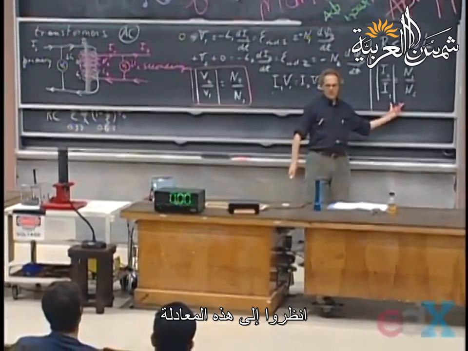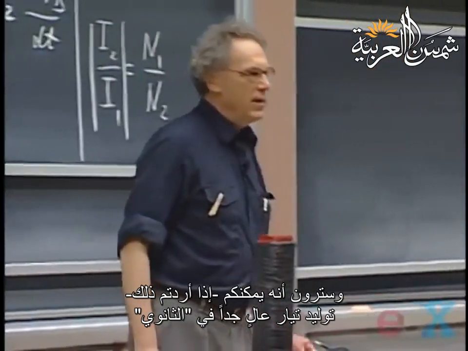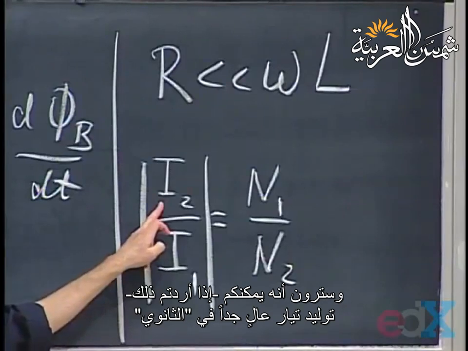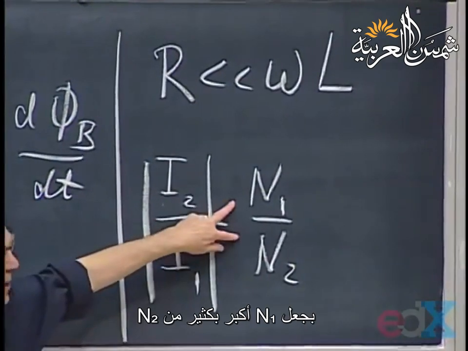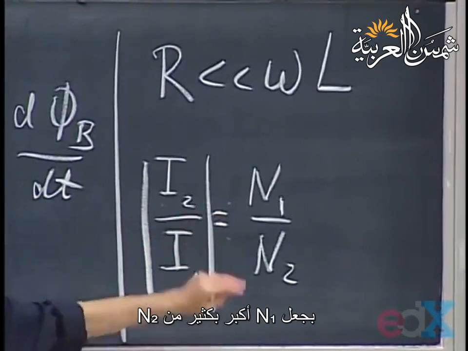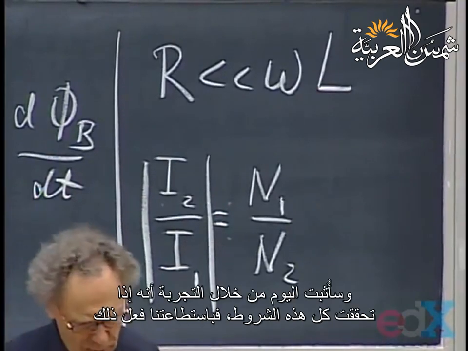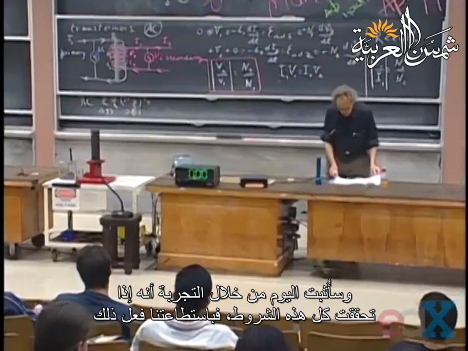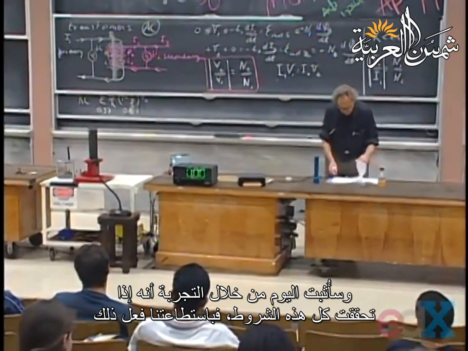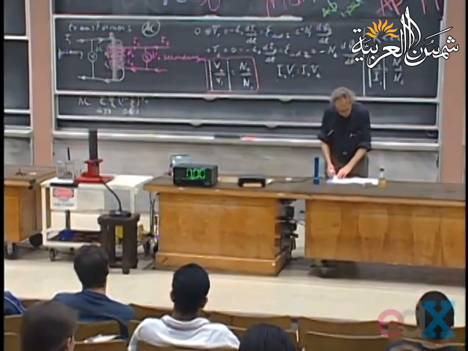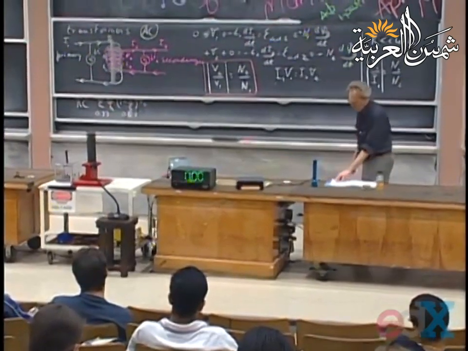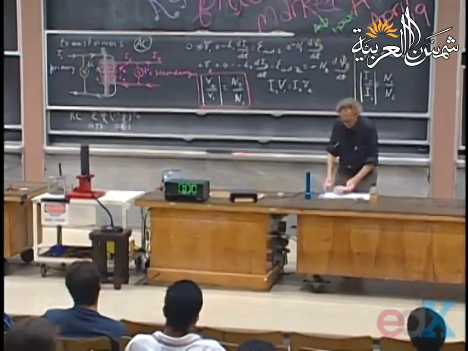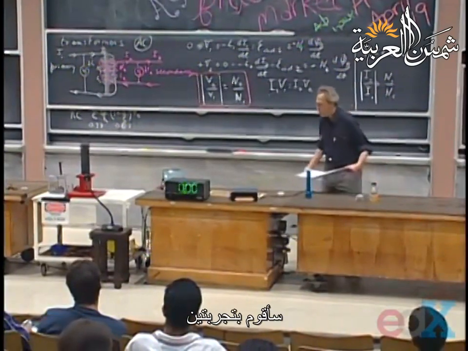And when you look at this, you see that you can generate, if you want to, in the secondary, an enormously high current by simply having a large ratio N1 to N2. And I will demonstrate that today, that indeed, if you meet those conditions, you can do that. I2 over I1, that's fine. V2 over V1, that's fine. So I will do two demonstrations.